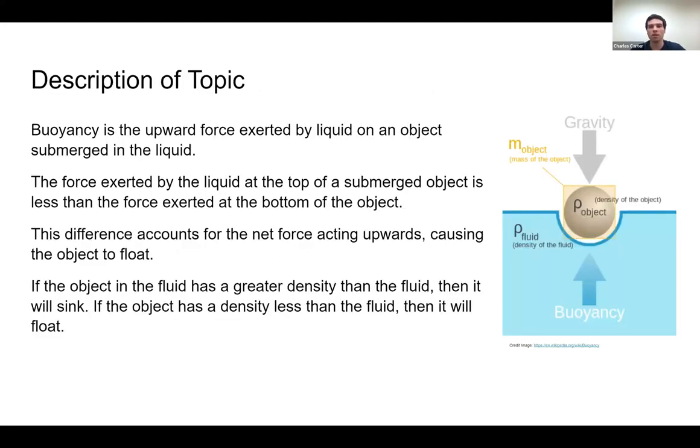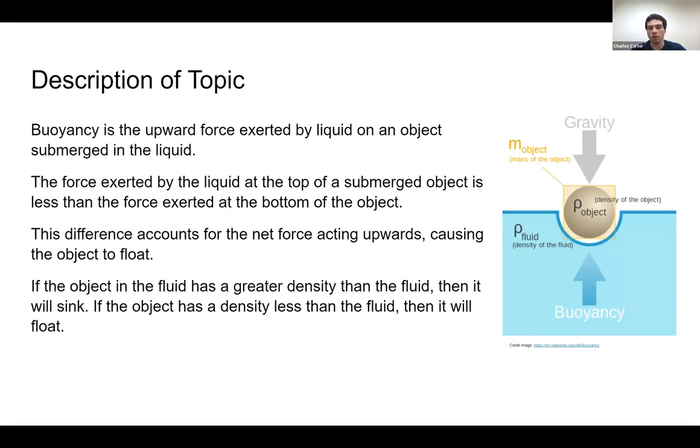So the first step when describing the topic, as we do in an explanation task, is to look it up. What is the topic? Buoyancy is the upward force exerted by a liquid on an object submerged in said liquid. So in the diagram found at the right, you can see an example of that. The force exerted by the liquid at the top of a submerged object is less than the force exerted at the bottom of the object, and this is due to the depth of the object being submerged in more liquid. And the difference in these two forces is what causes a net force acting upwards, causing the object to float.